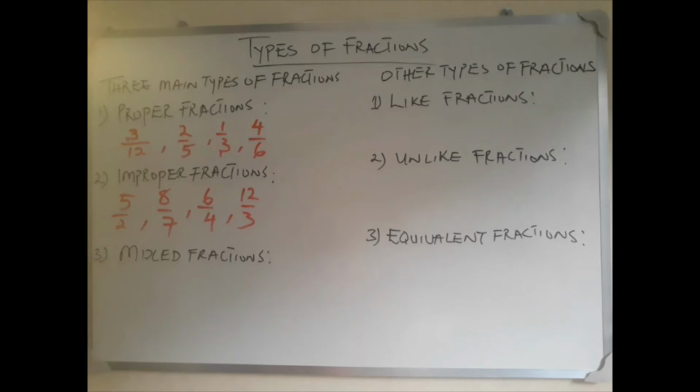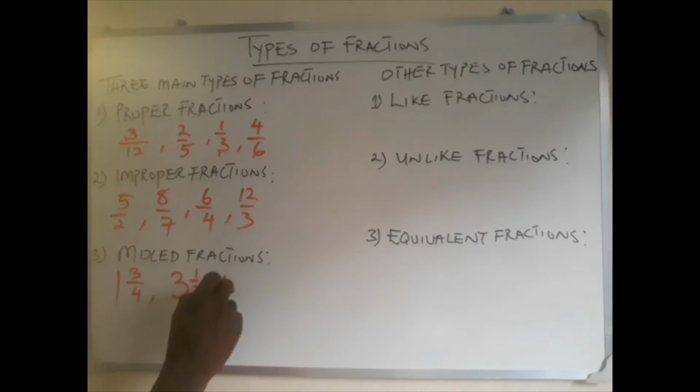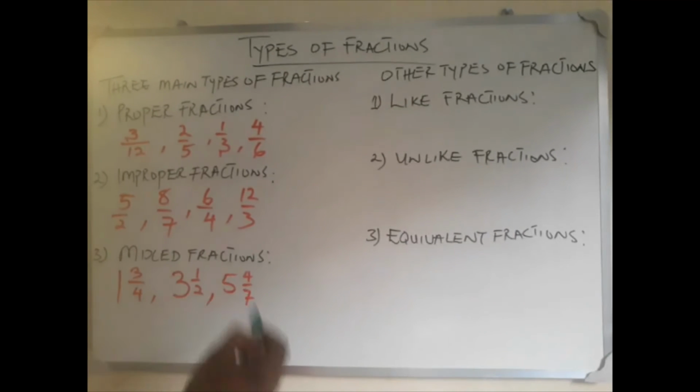Now we're going to the next type of fraction, which is called the mixed fractions. What are mixed fractions? A mixed fraction is a combination of a whole number and a proper fraction. So we have examples of that. We have 1, 3 over 4. We have 3, 1 over 2. We have 5, 4 over 7, and so on and so forth.